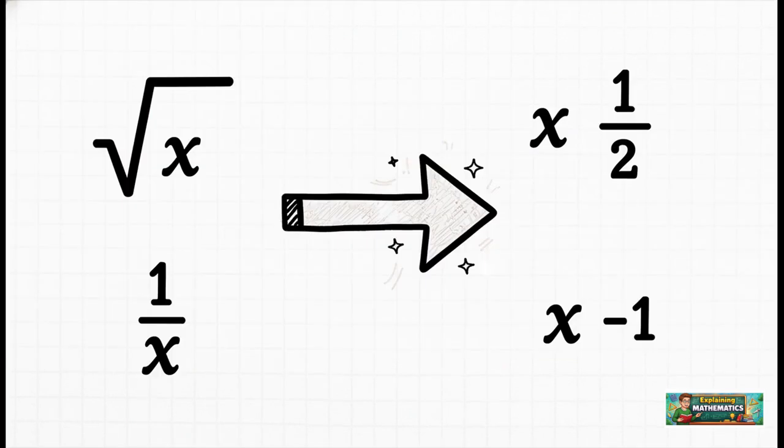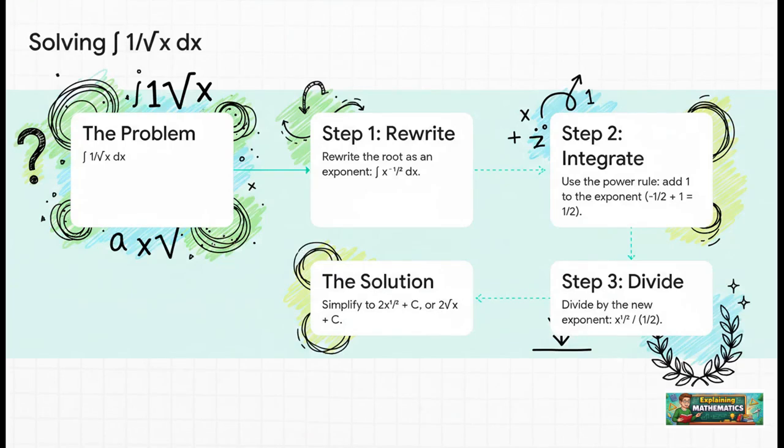And this is where the power rule gets really cool. It works for roots and fractions too. There's just one crucial first step you always have to remember. Before you do anything else, you must rewrite the problem so that everything looks like x raised to a power. Okay, look at this one. The integral of 1 over the square root of x. At first glance, this doesn't look like a power rule problem at all, does it? But we can make it one.